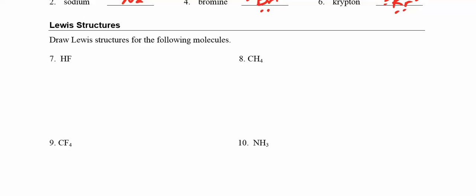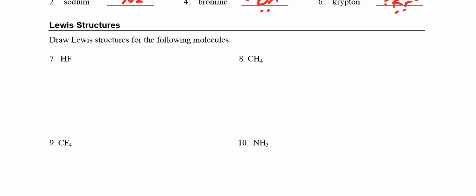Lewis structures, we said, were the structures which allow us to see the electrons' proximity to certain atoms or how they're arranged around a certain molecule. So we're going to start with HF, or hydrogen fluoride. So a Lewis structure is a structure, again, that tells us where those electrons are. How do we write a Lewis structure? Well, let's start with a couple of rules.